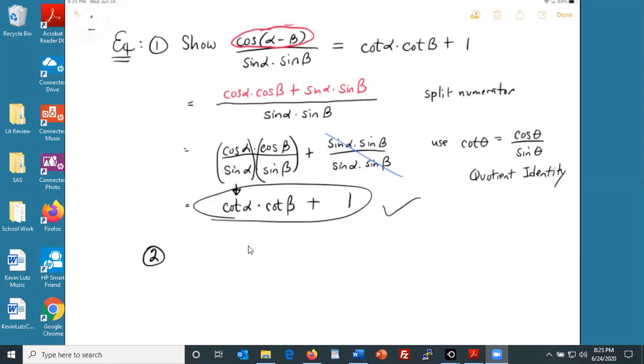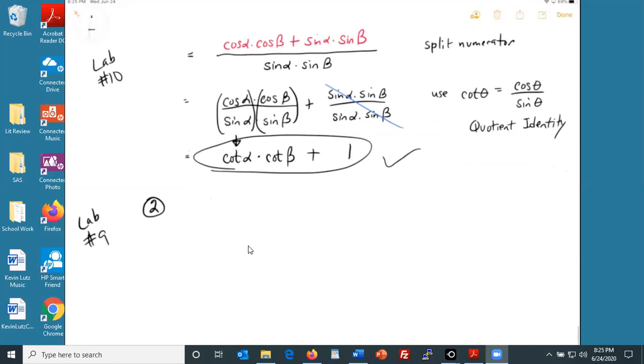This is very similar to number 10 in your lab. So just keep that in mind when you're looking for a little help in your lab. Number 1 here is like number 10 in the lab. All right, number 2. Actually, number 2 here will be like number 9 in the lab, FYI.